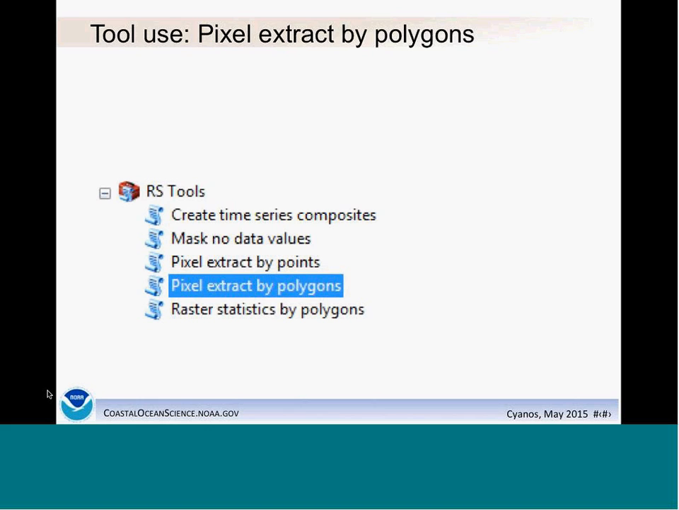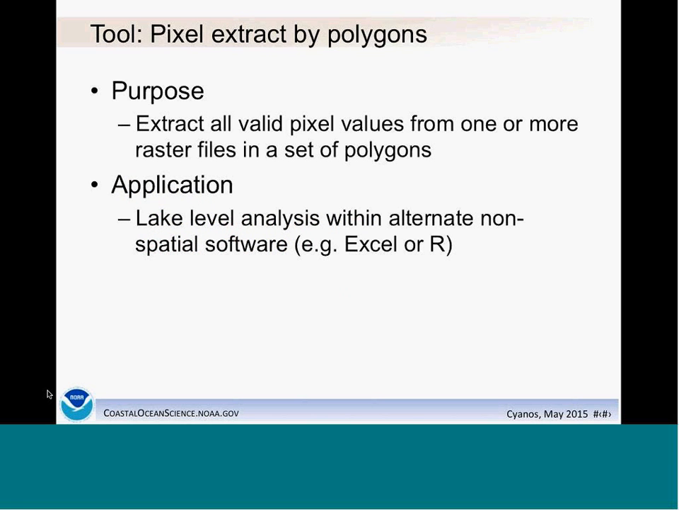The second tool for extracting pixel values is extract by polygons. So you can just imagine what this is going to do. It's extracting all of the valid data pixels from a polygon type. It will operate on selected features, so if you have a shape file with only one selected, it will only operate on that polygon. And you can pull it into some other software for further analysis.